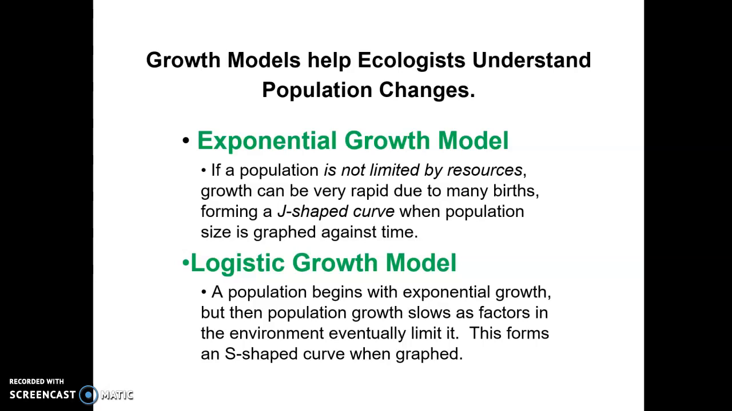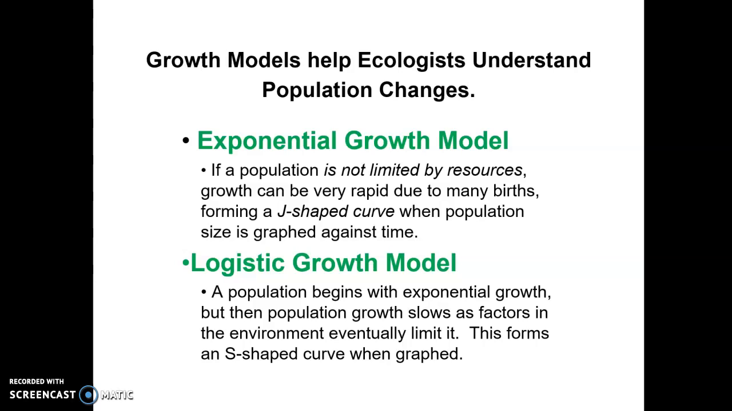You don't need to worry about the mathematical formulas. We're just going to walk through the different types of growth models. The first one here is the exponential growth model. So when a population is not limited by resources, there's plenty of food, water, nesting sites, etc., growth can be very rapid due to the fact that there will be many births. And that type of curve is called an exponential curve or a J-shaped curve. And we'll look at a diagram of that on a future slide.